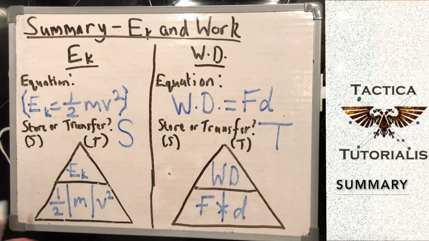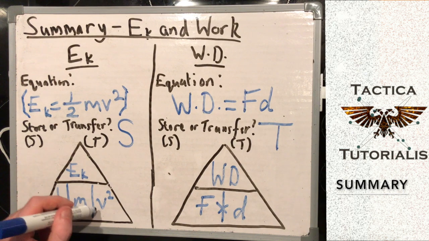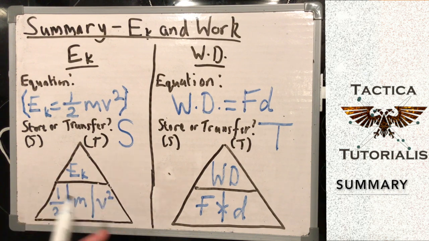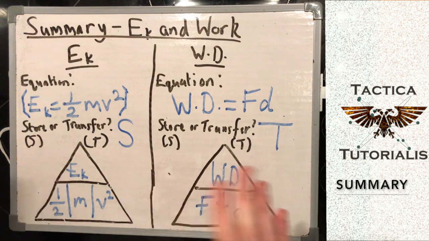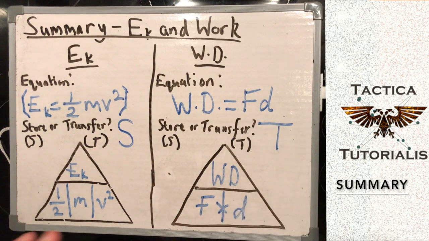You could theoretically say a half times m times v times v, but then you've got to have v's on both sides and it gets very, very messy. So I wouldn't do it that way if I were you. Keep it as a half mv squared. So that is, in essence, work done and kinetic energy all summed up in about a quarter of a meter square on a whiteboard. So finish off your notes with anything.